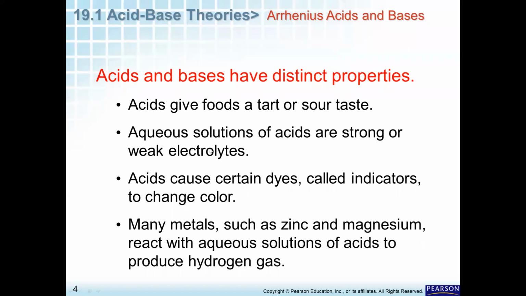Acids cause certain dyes, called indicators, to change their color. And that's actually the way we differentiate between acids and bases, by using the litmus paper. The litmus paper basically contains an indicator, a material that is called an indicator.